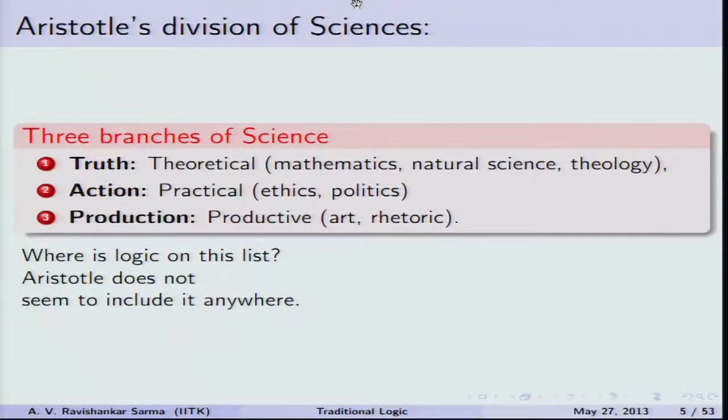Before that, a little bit of background: how did Aristotle come up with this theory of syllogism? Aristotle divided natural sciences into three different categories based on what each is aiming at. There are three branches of science. One is aiming at truth, which is considered theoretical in nature: mathematics, natural science, theology.